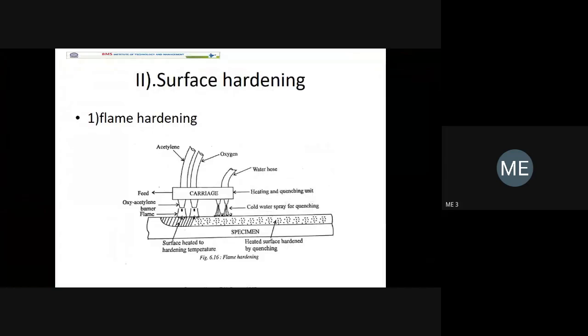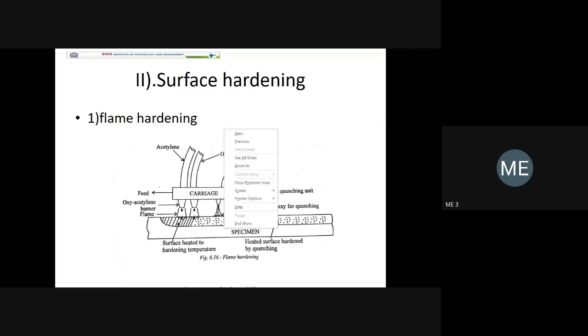It's very simple. We have to heat the material above the austenitizing temperature. Once you understand the heat treatment concept, I already spent around 3 to 4 hours explaining the basic heat treatment concept. This is a physical arrangement for heat treatment.